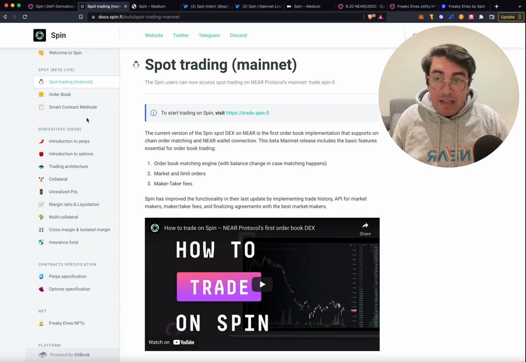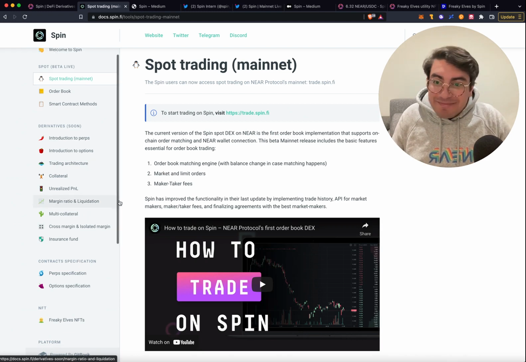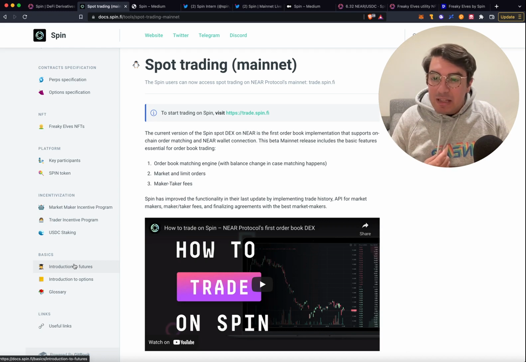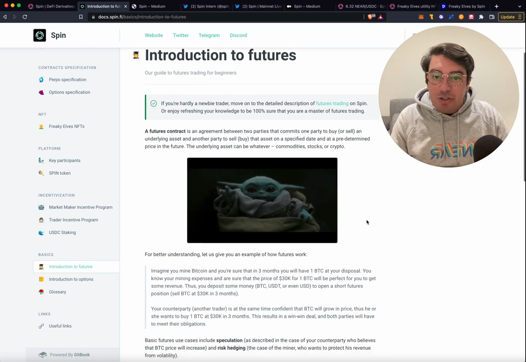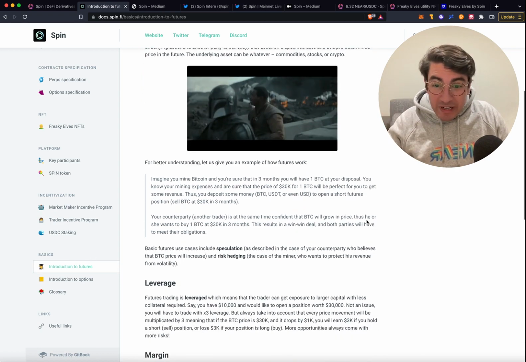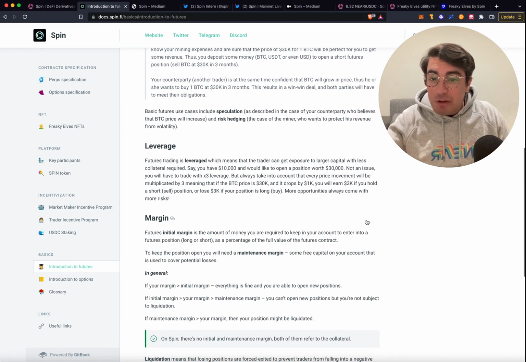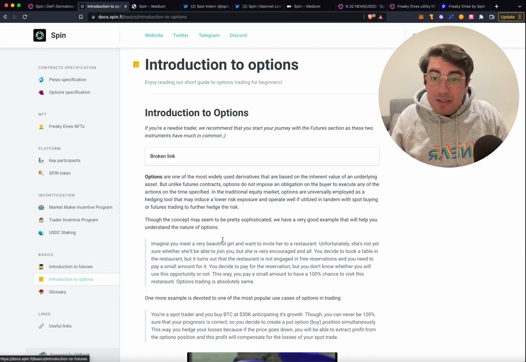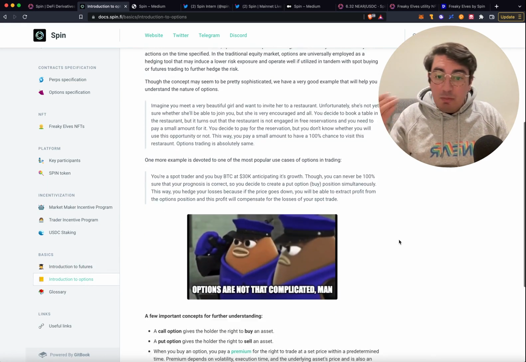All I'm going to say is that sort of functionality of being able to create leverage trades is coming, and it's actually looking really, really good. At the very bottom, as if I was not already impressed, there is a basics section with concepts such as introduction to futures, more GIFs. We've got leverage, margin, summaries with pros and cons, and then introduction to options, more GIFs.